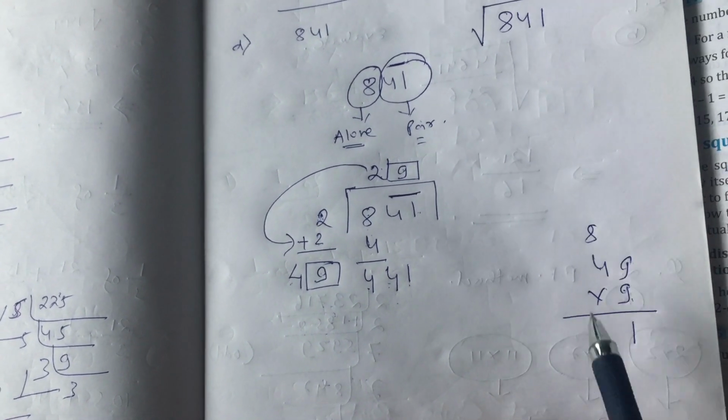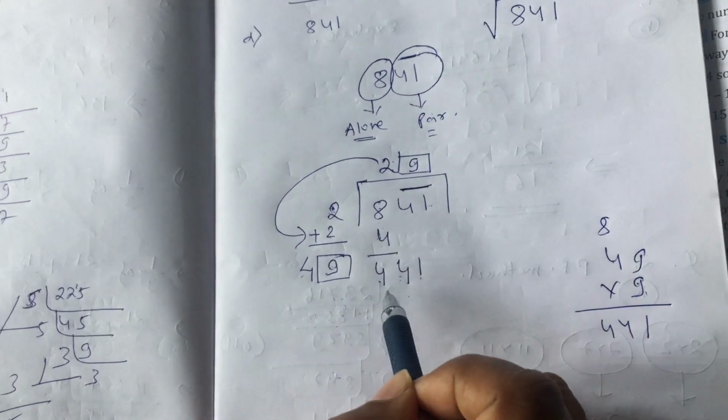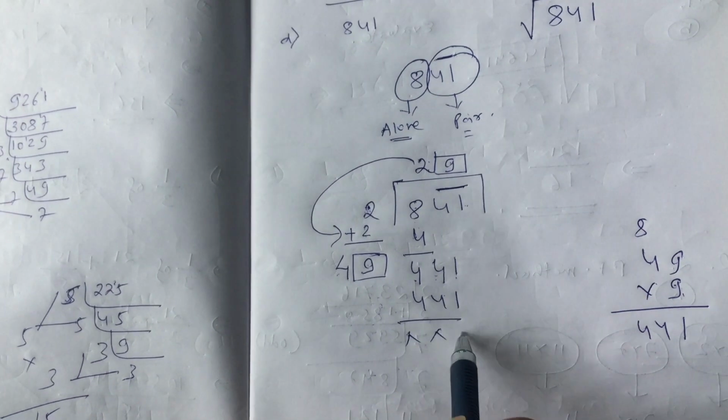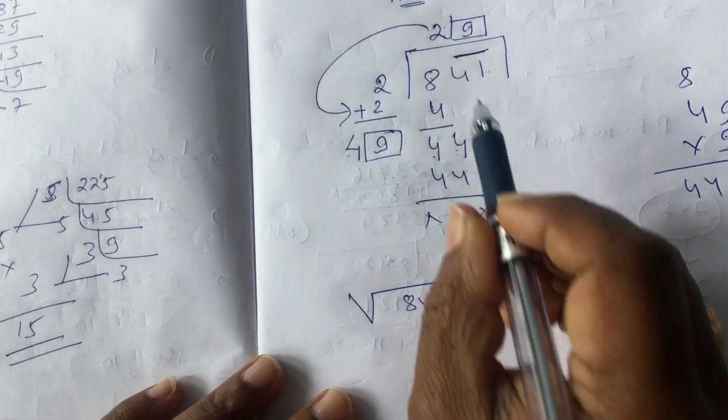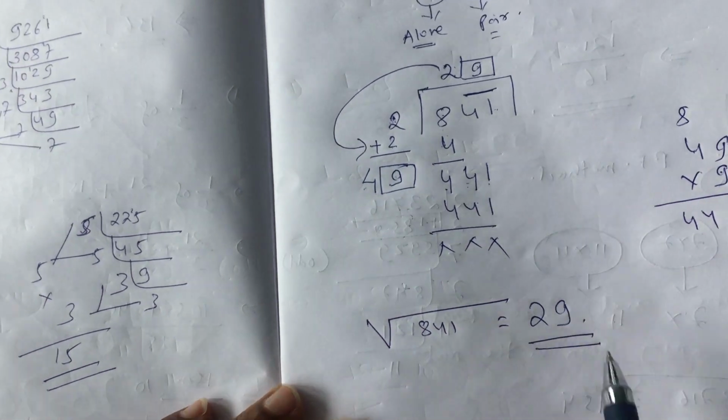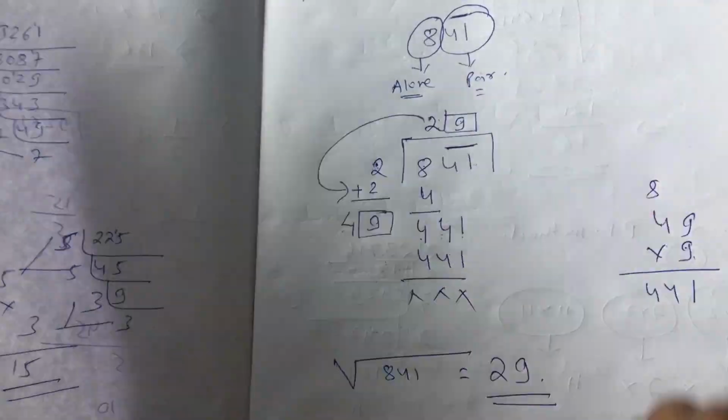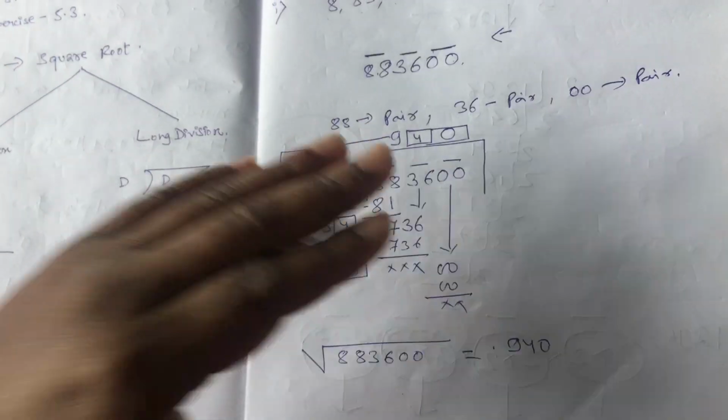9 4s are 36 plus 8 is 44. So if you see, it is 441 and it has totally been solved. So therefore, the square root of 841 comes to 29. This is the way to solve the square root by long division method.